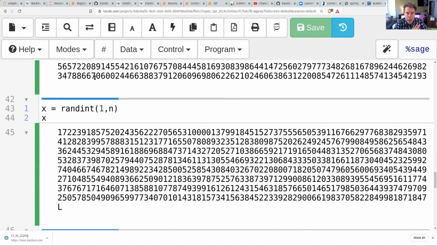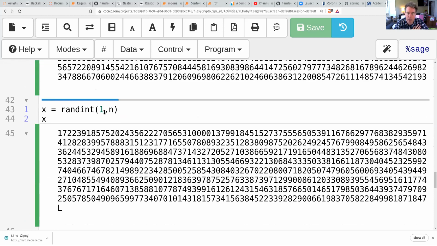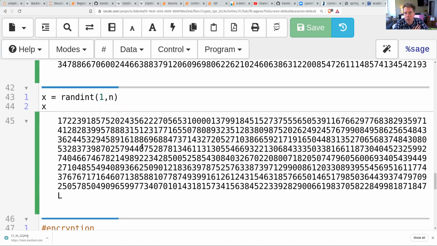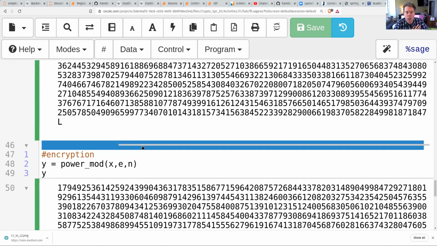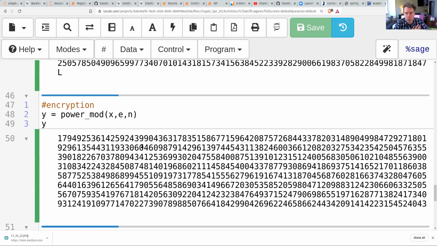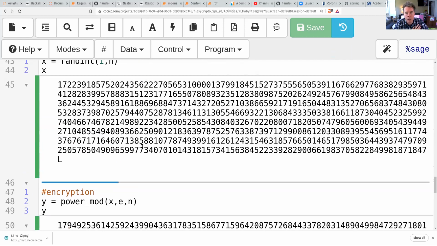Okay, so now X is going to be our message. It's just a random integer between 1 and n minus 1, which happens to be this number. That's what I meant when I said that X is typically fairly large. There's an L at the bottom. Oh yeah, that just means that's the data type. It's like long or something. It has to do with Python data types. Yeah, it's confusing. Sorry.